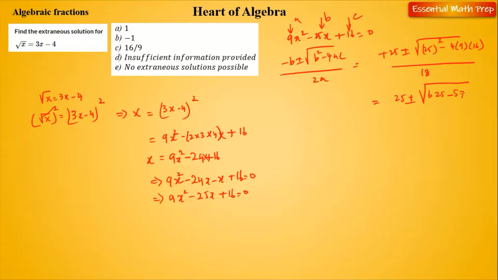As I'm talking, I'm solving this. So 625 minus 576 is 49. So it's 25 plus or minus the square root of 49 over 18. We know the square root of 49 is 7. So 25 plus or minus 7 over 18. 25 plus 7 is 32 over 18. And then 25 minus 7 is 18 over 18, right?